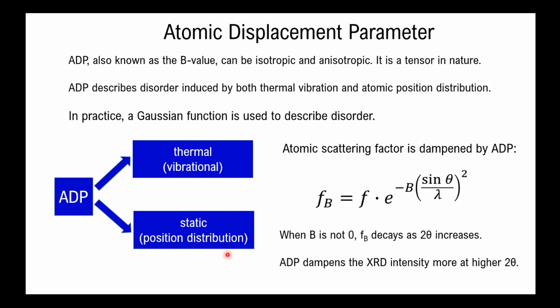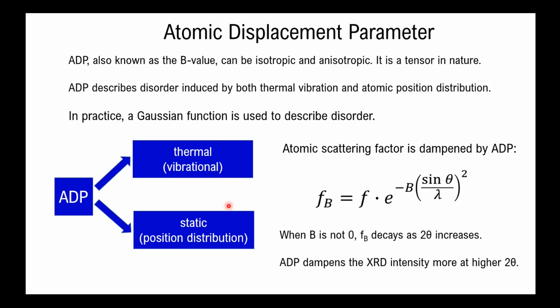The second part comes from the static distribution of the atom positions. Let's say, for example, we have a crystal and we know the position of each atom, and one atom may have the position 0, 0, 0.5, so x and y equal 0 and z equals 0.5. But if we count, let's say, 1 million atoms, then not all of them will fall exactly on 0.5, even without considering the thermal vibration.